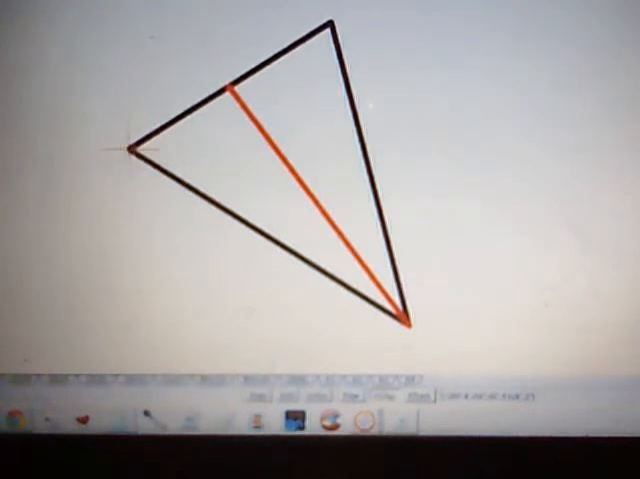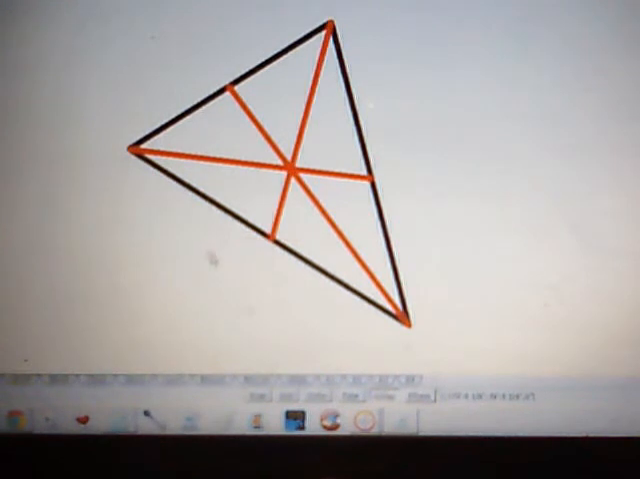Do that 3 times from all 3 corners to the midpoint of the opposite side. Actually, this is enough, but just to prove that it works, we're going to go from this one to the midpoint of this opposite side. Now, I'm going to do some judicious trimming here of lines. Let's trim out that one. And we'll trim out this one and this one.